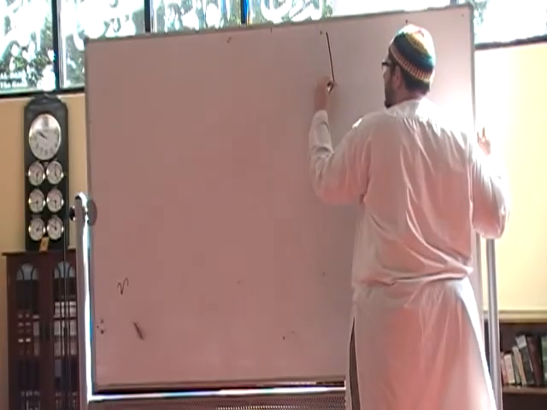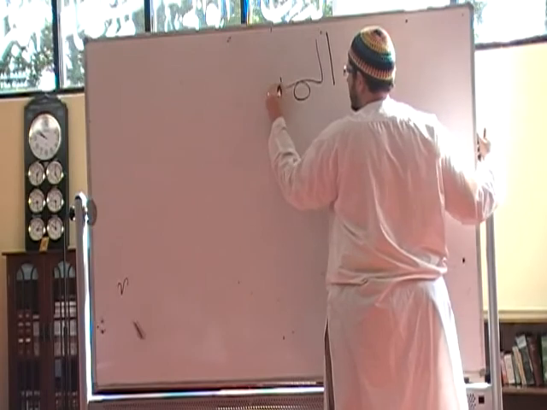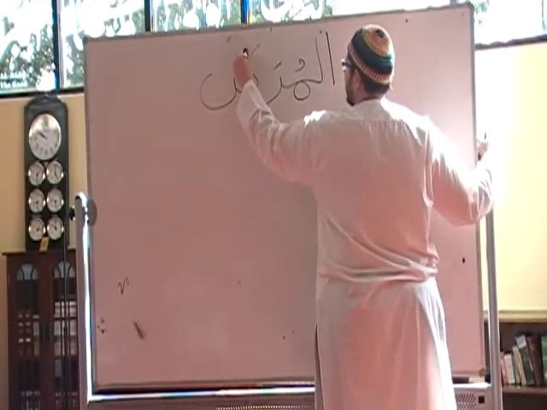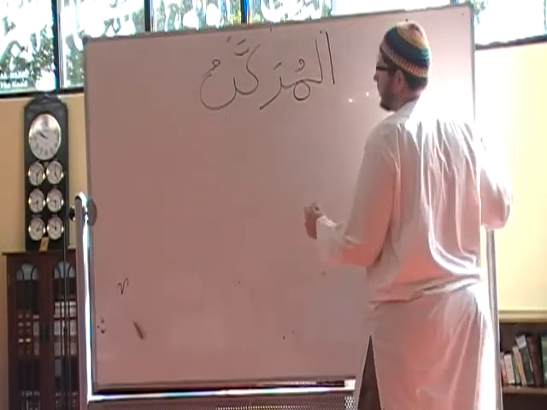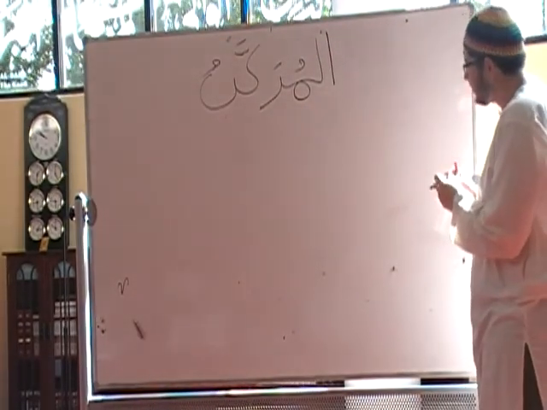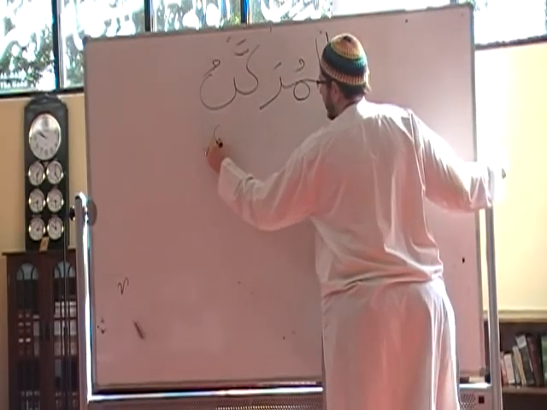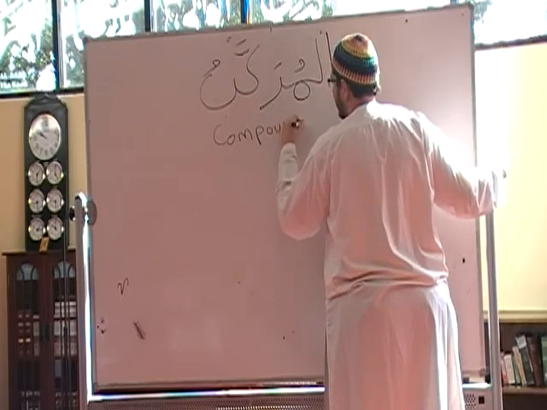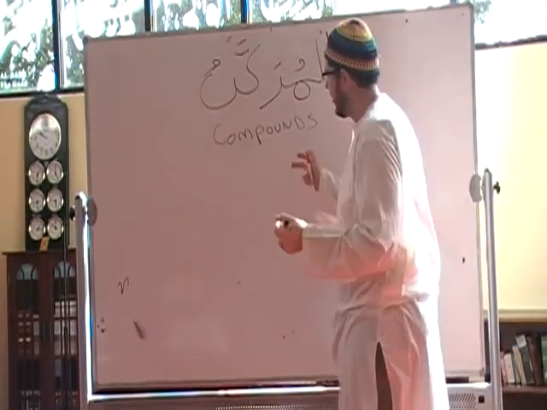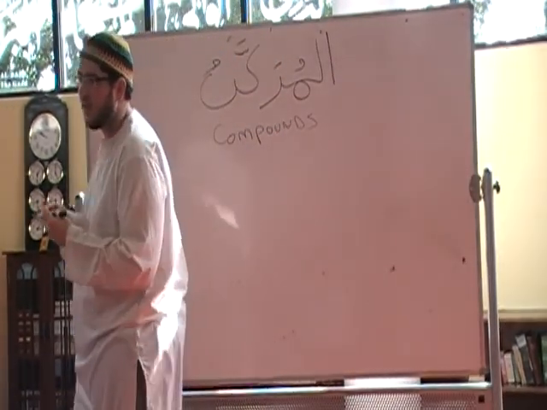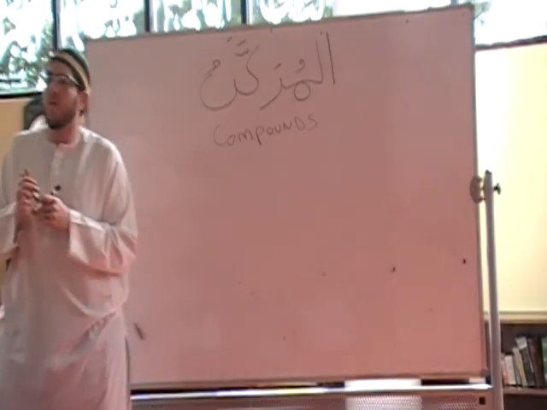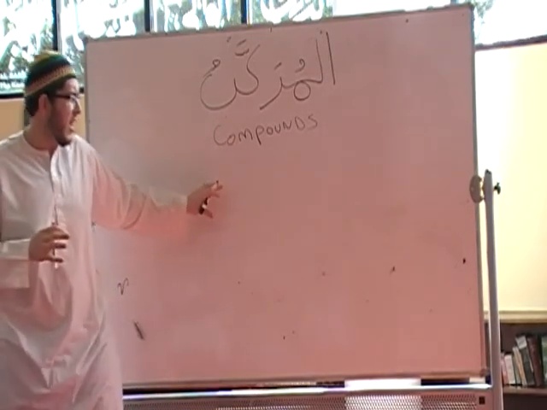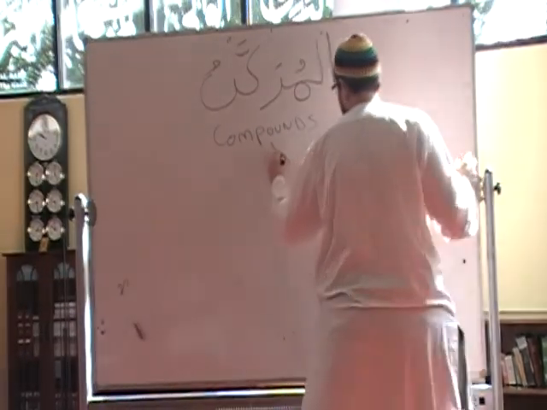Compounds are also known as al-murakkab. And this is really not a technical term. It's just a made-up term. Okay? So we just say compounds because when you put two parts together, it becomes a compound. But a better way to describe al-murakkab is putting two words together. You have two different types of murakkab.